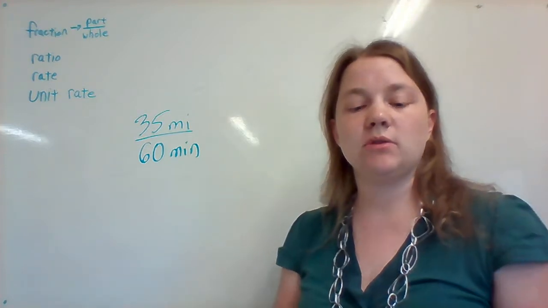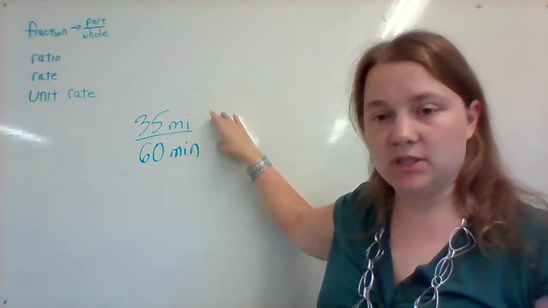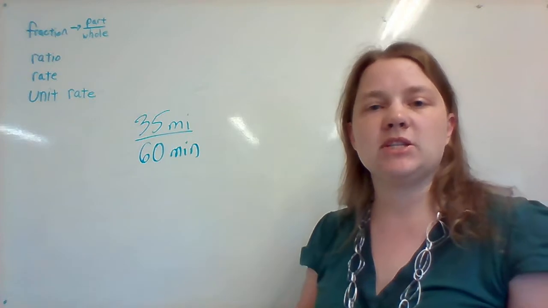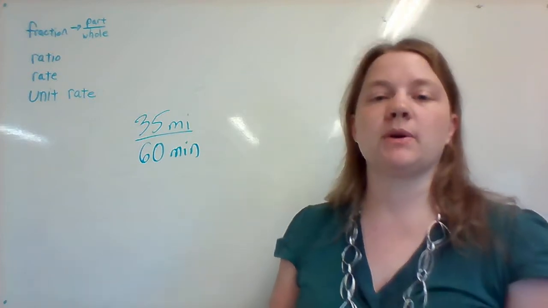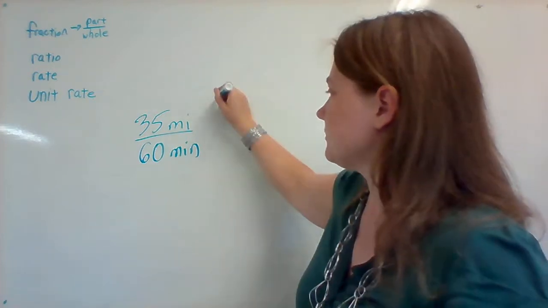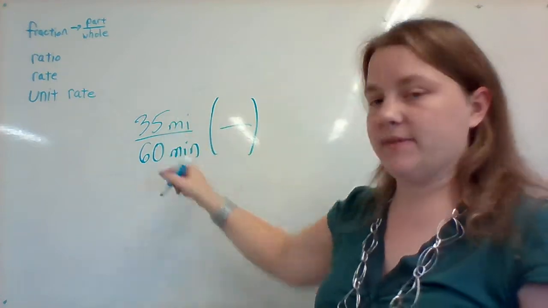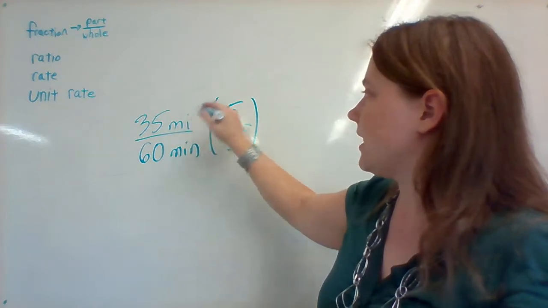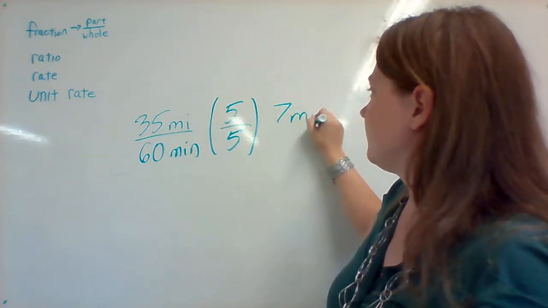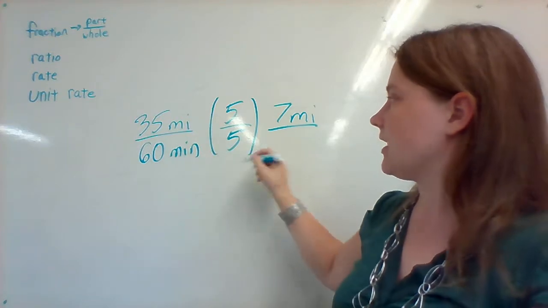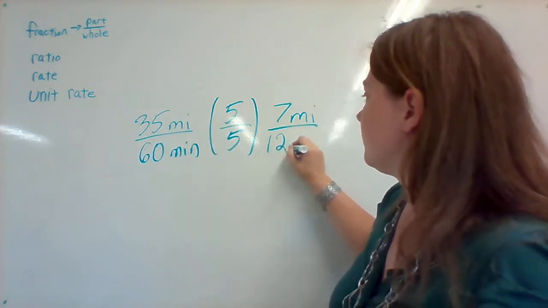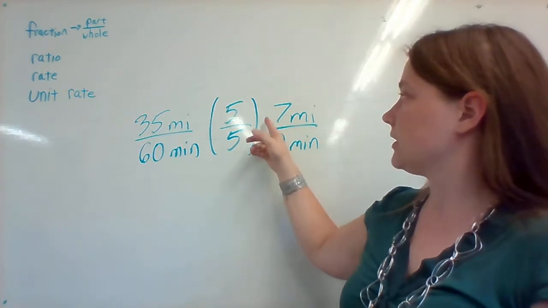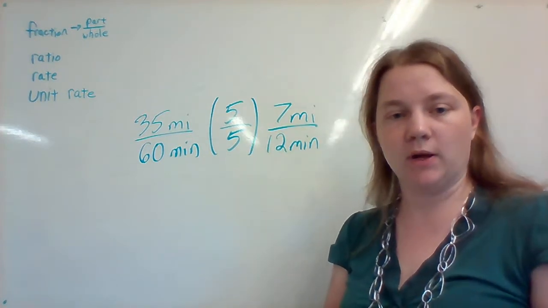The first thing I'm going to do is I am going to reduce this fraction, because when you reduce fractions, it makes it easier to deal with and gives you easier numbers. We're changing what the fraction looks like, but we're not changing what it means. I know that 35 and 60 can both be divided by 5. 35 divided by 5 is 7. 60 divided by 5 is 12. So my car is currently going 7 miles every 12 minutes.